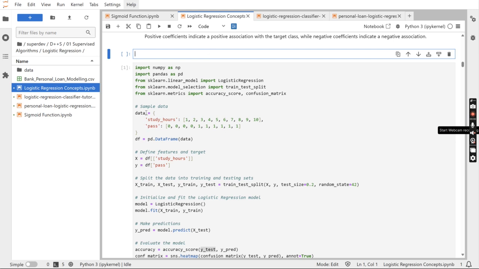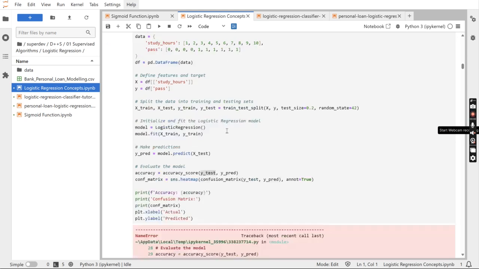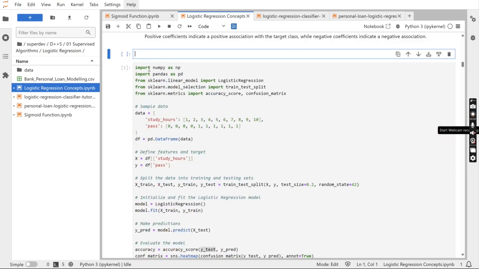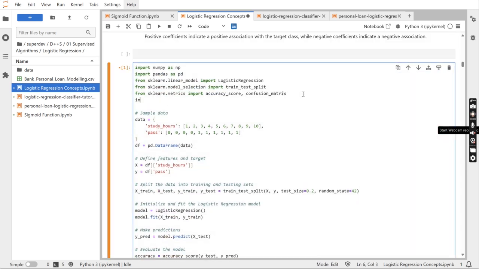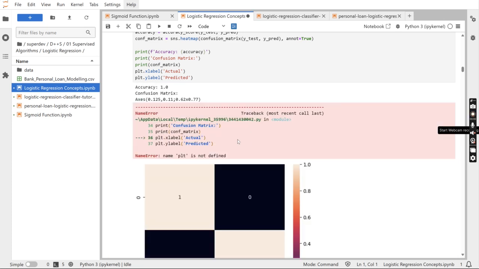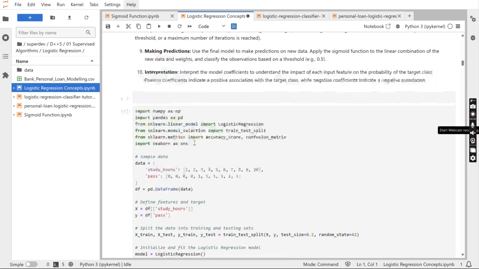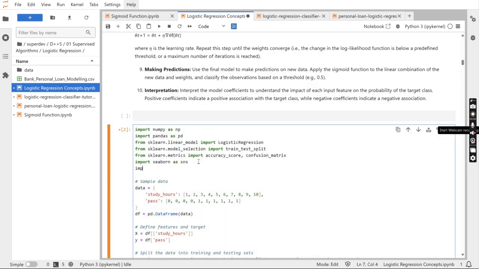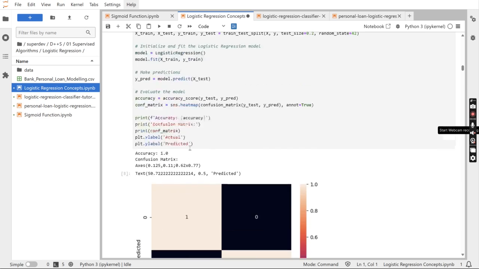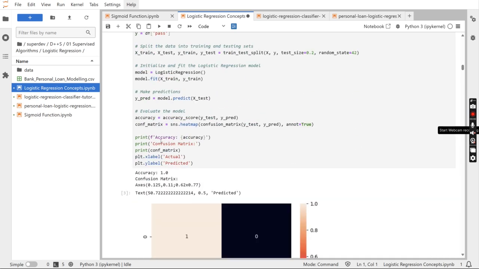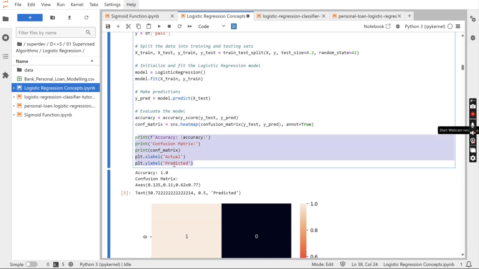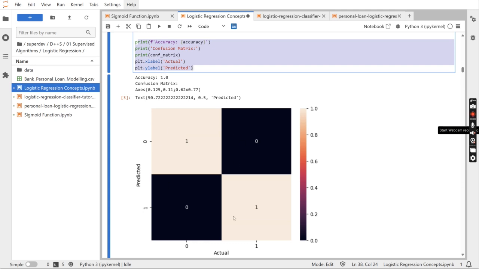I'll use SNS. This way you can get various metrics, actual versus predicted, you can calculate. And this is just one of the different ways to measure how many values you got correctly.